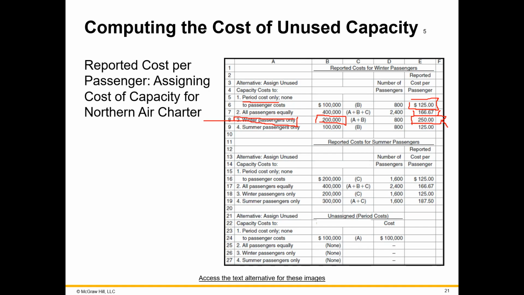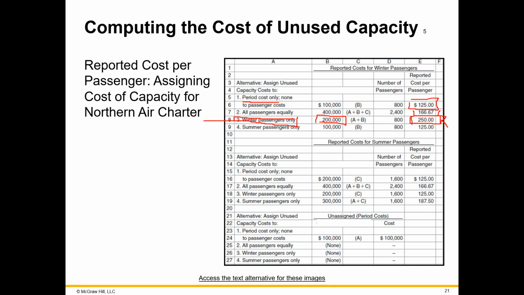So again, we don't want to just look at this reported cost per passenger and decide that we're going to raise prices just because cost is high. We want to take this data and apply our knowledge to it and make logical decisions.